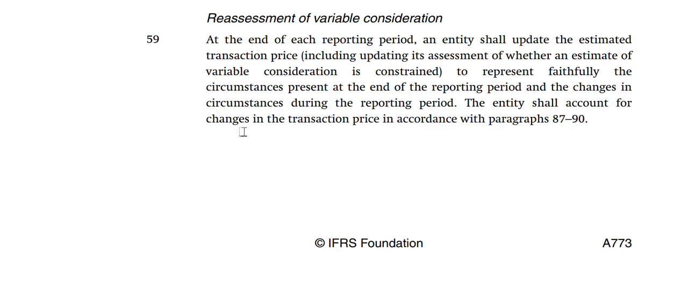Reassessment of variable consideration. At the end of each reporting period, an entity shall update the estimated transaction price, including updating its assessment of whether an estimate of the variable consideration is constrained, to represent faithfully the circumstances present at the end of the reporting period and changes in the circumstances during the reporting period. The entity shall account for the change in transaction price in accordance with paragraphs 87 to 90.